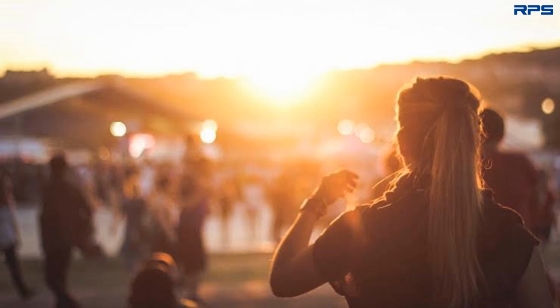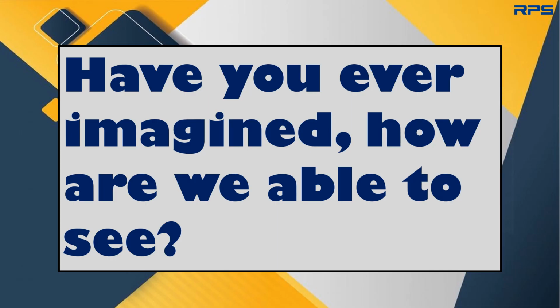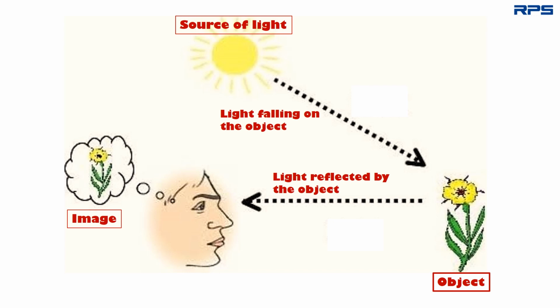Have you ever imagined how we are able to see? In order to see, we need the following: an object, light, and healthy eyes. Light rays from a source fall on the object. These light rays are then reflected by the surface of the object and reach our eyes and form an image of the object. This image is then processed by the brain and we are able to see. This whole process provides us the sense of vision.